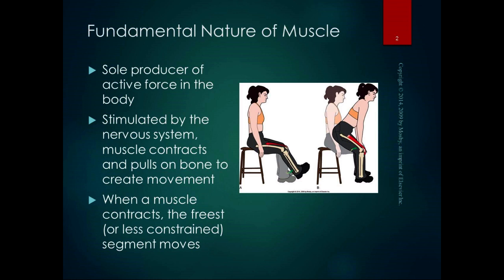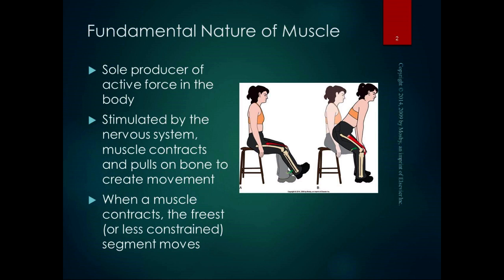So muscles are the sole producer of active force in the body. That's how we move. That's how we do things. They can also act as stabilizers for joints. So if you have a ligament injury, a lot of times in physical therapy, exercises you do aren't going to do anything to change your ligament, but you can help train the muscles in the area to stabilize that joint.